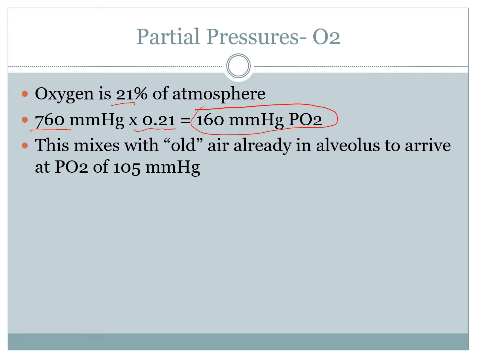Now when we breathe that in, it mixes with the concentration that's already in our lungs, that residual volume, plus or minus the actual expiratory force volume, and then we get a mixture concentration of around 105 millimeters of mercury. That's what we'll find in the lungs themselves when we breathe in: 105 millimeters of mercury of partial pressure oxygen.